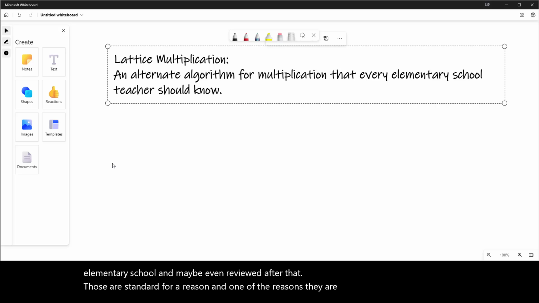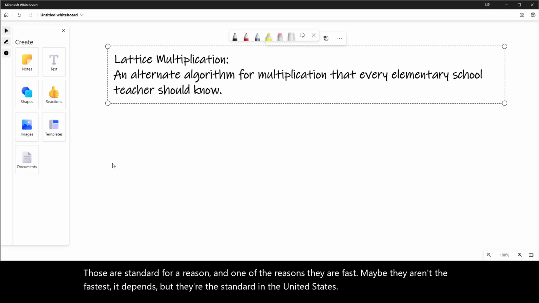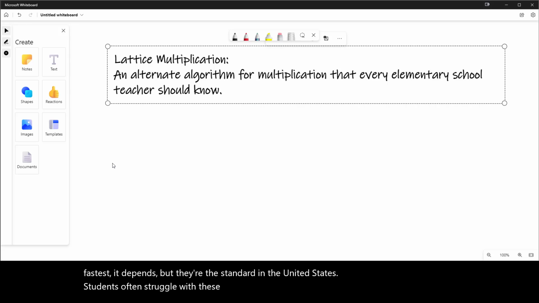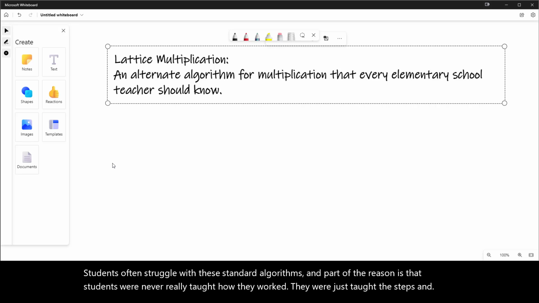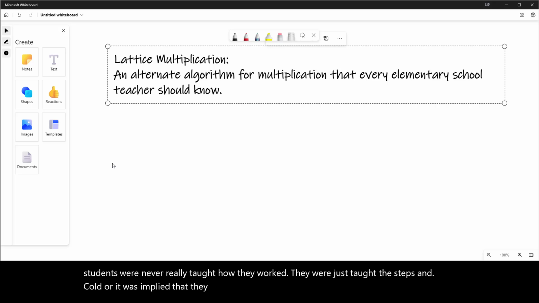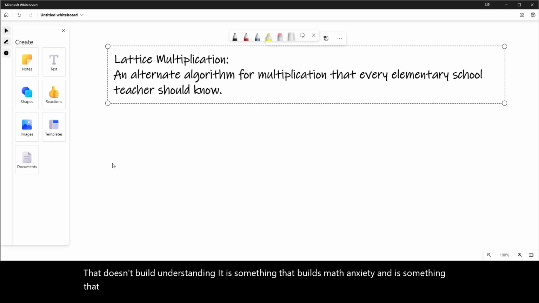Maybe they aren't the fastest, it depends, but they're the standard in the United States. Students often struggle with these standard algorithms, and part of the reason is that students were never really taught how they work. They were just taught the steps and told, or it was implied, that they just needed to memorize the steps. That doesn't build understanding. It is something that builds math anxiety, and is something that inhibits math fluency.